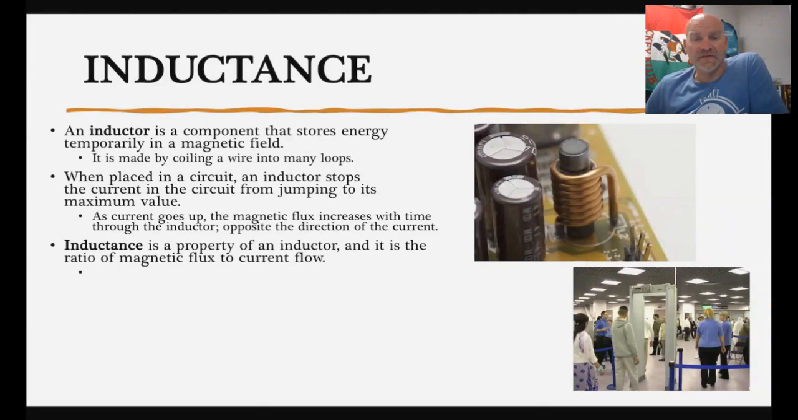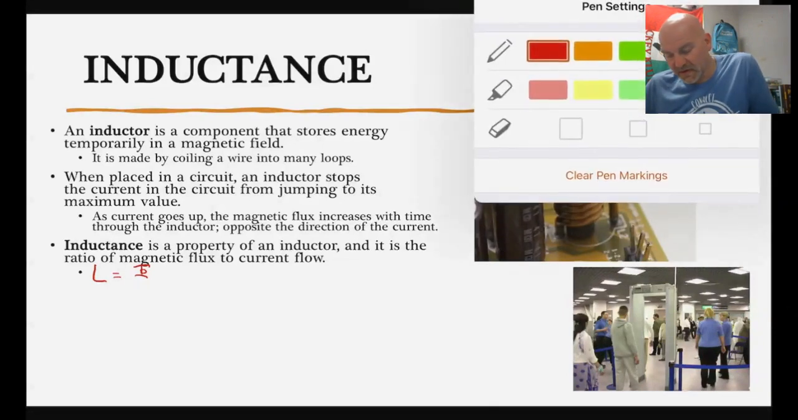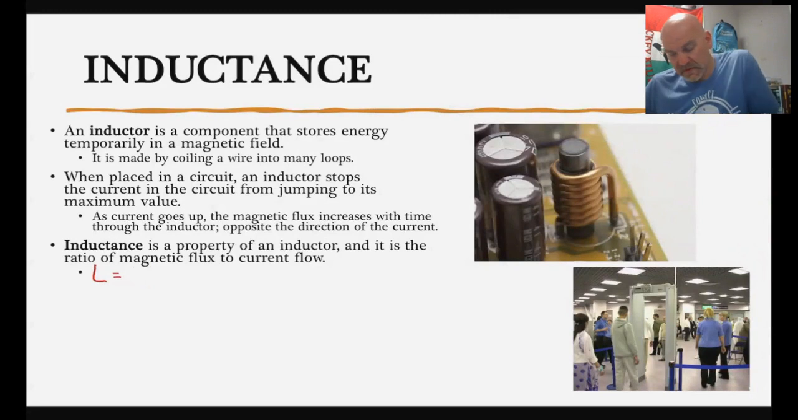So inductance itself is a property of the inductor, and it's essentially the ratio of magnetic flux to current flow. Simple enough, L is equal to magnetic flux, so Φ_B, to current flow, I. You can do some simple calculations there to determine the magnetic flux, or you can determine the I. You can also say, hey, magnetic flux is B times A.